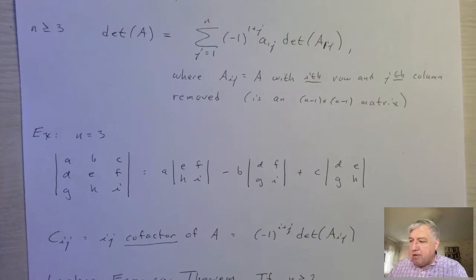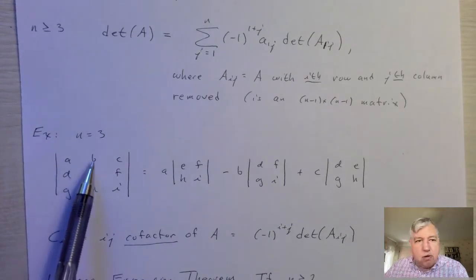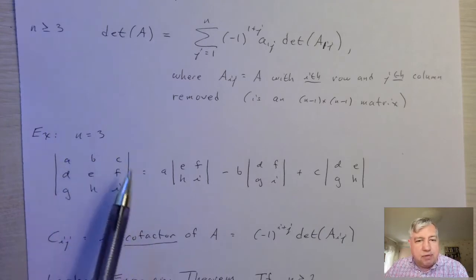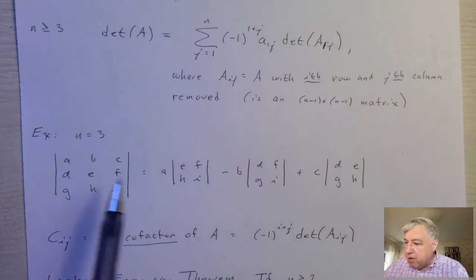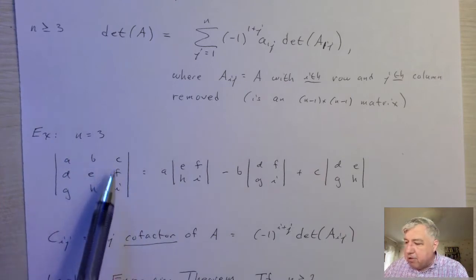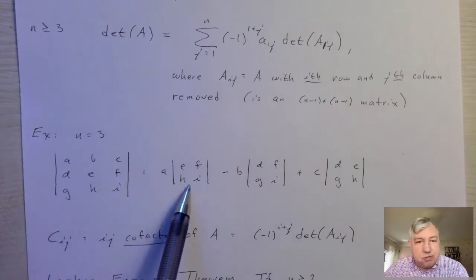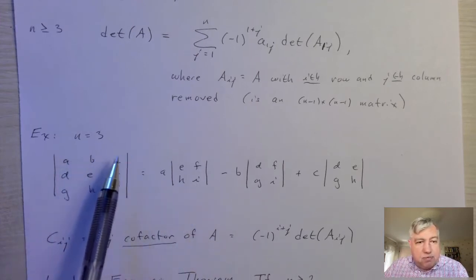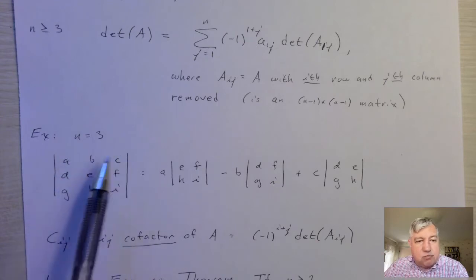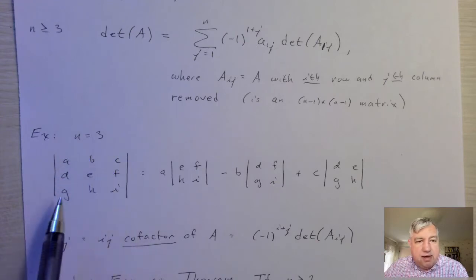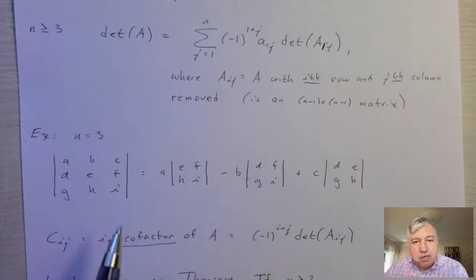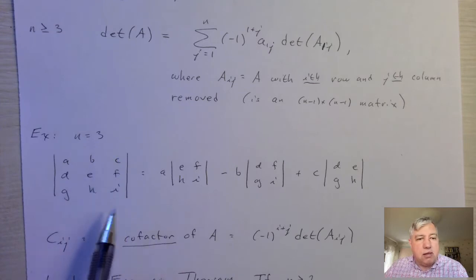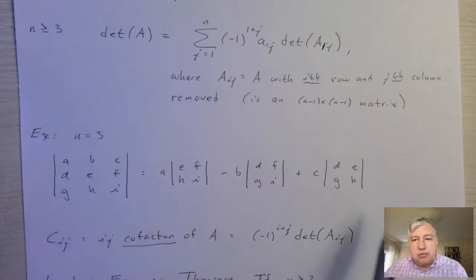Basically what we do is go across the first row here, cross out this row and one of the columns, and then take the determinant of what's left. So for a, we cross out this row and this column, and we get e, f, h, i, which is right here. For b, we take the first row, second column, and we get d, f, g, i, which is this determinant. And then for c, we cross out the top row, third column, and we get d, e, g, h, which is this.